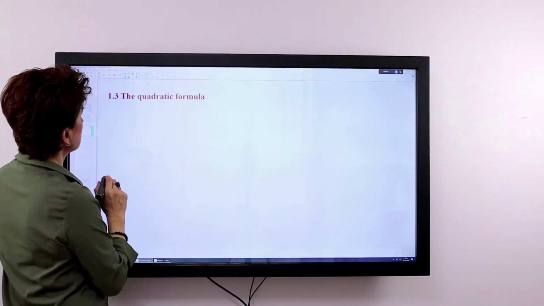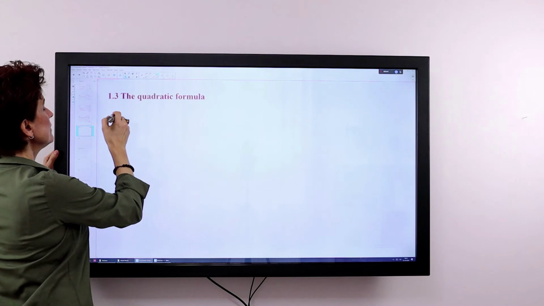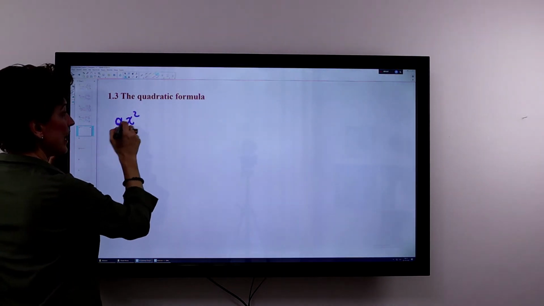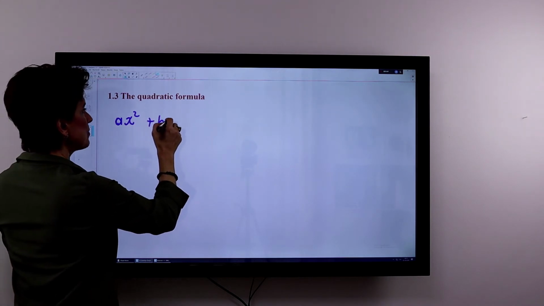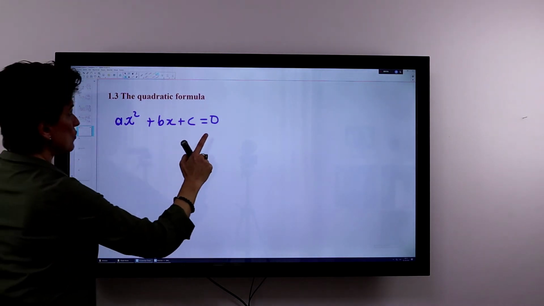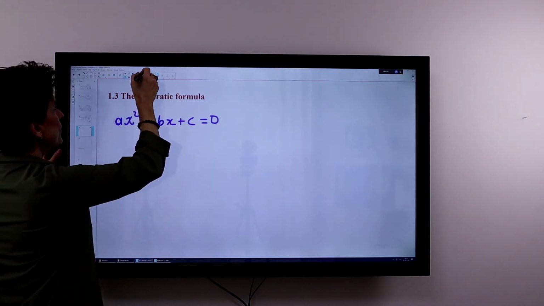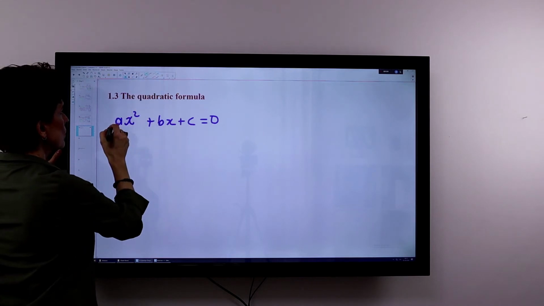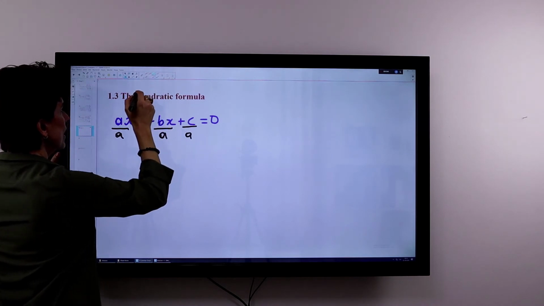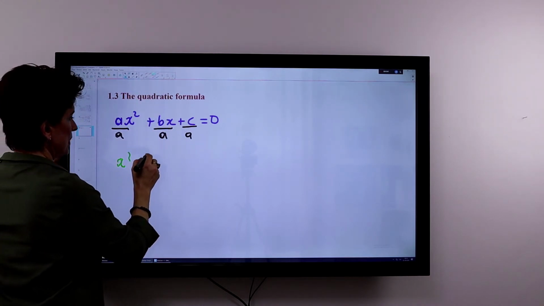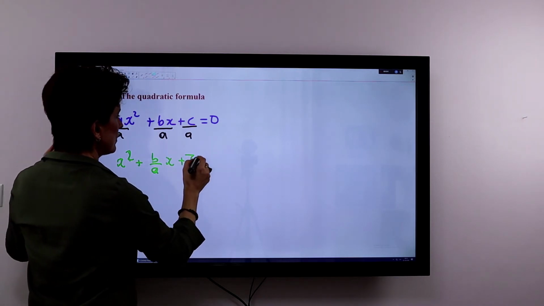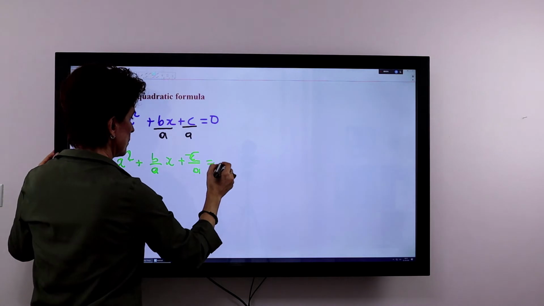What is the general expression for a quadratic equation? ax² + bx + c = 0. Can I divide all the terms here by a? If I divide all the terms by a, let's do it here. Then what we can have is x² + (b/a)x + c/a, and this equals 0, dear students.